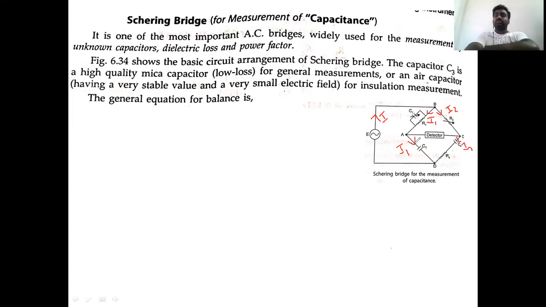The main objective is to measure dielectric loss, which is achievable by connecting a high quality mica capacitor. And the fourth arm, that is D to C, is nothing but our unknown elements, where we need to find out the capacitance Cx and also the resistance present in the capacitance, that is Rx. Okay, so this is about the bridge construction.